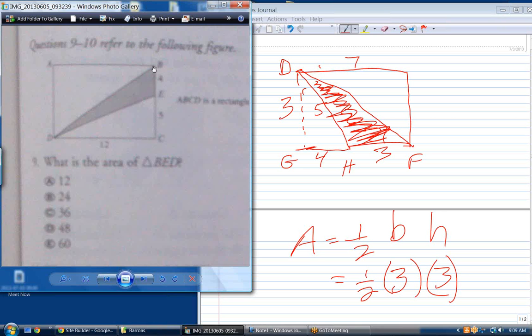BE is our base. It's just not sitting on the base, but that's okay. That's not the definition of base. You can use base as any side you want. I could use DE as the base, the problem is I don't know that vertical height here. I could use BD as the base, only I don't know that vertical height. But if I use BE as the base, then the only thing I need is the vertical height, which is that measurement right there, which is 12. Okay?